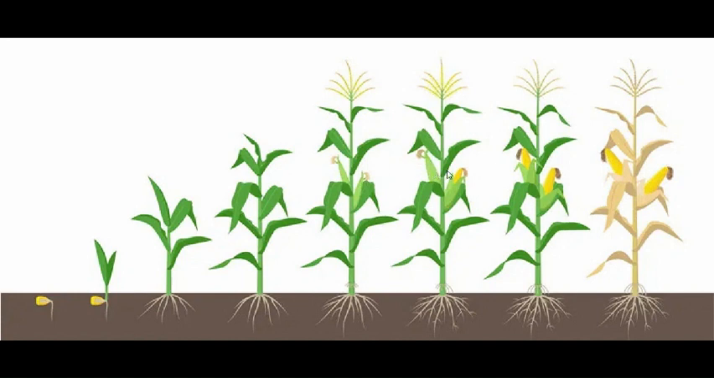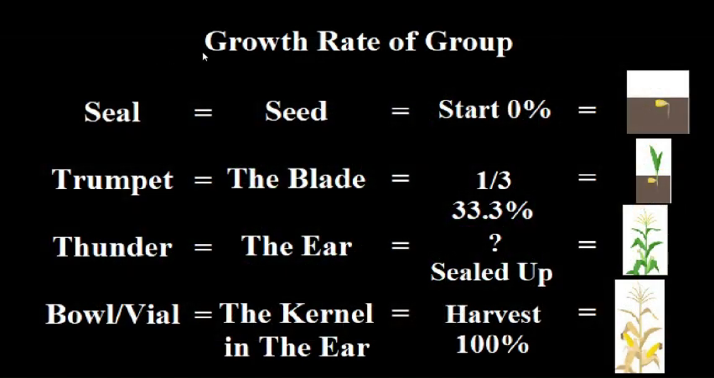Then you have the thunder getting bigger until you have the full corn in the ear for the full harvest at the bowl or the vial. So stick with me. I'll try and tie all this together and paint this picture, and it'll be pretty good. So I made what I call a growth rate of the group chart, and it goes as such.